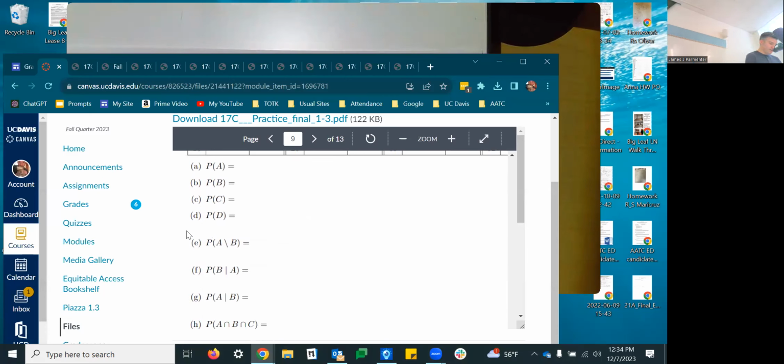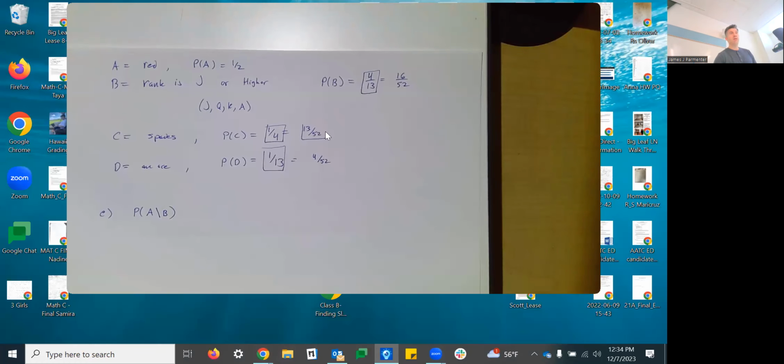So E is asking what's the probability of A minus B? That's what that notation means. It's all the things in A less all the things in B. So how many cards are there that are red? Right, half of 52, which is 26.